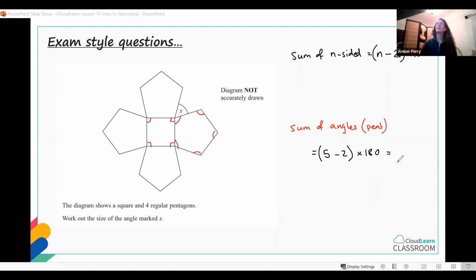Can someone put that in? Brilliant. Okay, so 540 degrees. So that means these 5 angles equal 540 degrees. Now, I only actually need to know this one. So I want to now find each individual angle. And because they are all the same, I can do that.